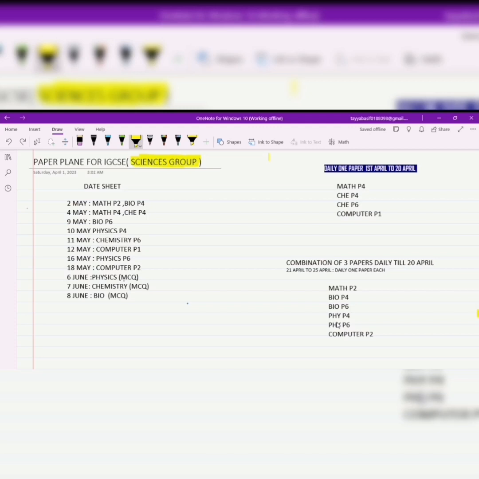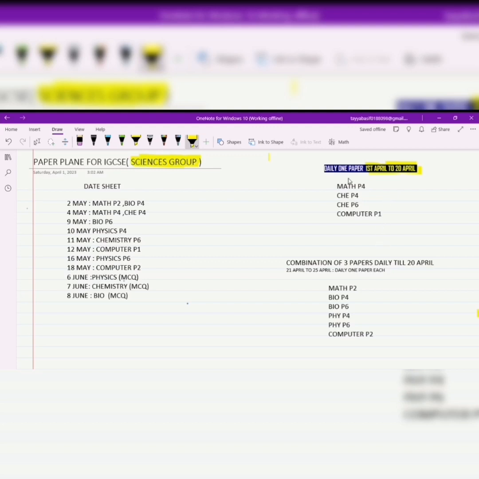So for the group 1 papers, maths P4, chemistry P4, chemistry P6, and computer P1, if you start from today, which is 1st of April, till 20 April you can cover all 5 years of past papers. If you do these 4 papers daily, you can cover all variants of maths paper 4, chemistry paper 4, chemistry paper 6, and computer P1 till 20 April. If you solve all these papers on a daily basis, you can cover your 5 years of past papers till 20 April.